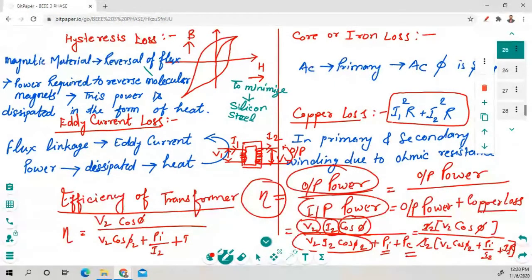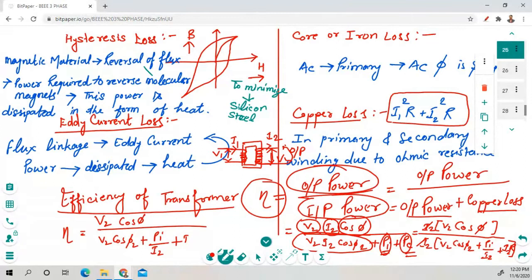So in the numerator, you have to make this equation with I2 common. We are going to eliminate this I2 current. While making this I2 common in all the terms, we have to divide Pi. Pi means this power right here. This is copper loss. Pi is iron loss. We have to divide it by I2. Then we have to put the value for this copper loss.